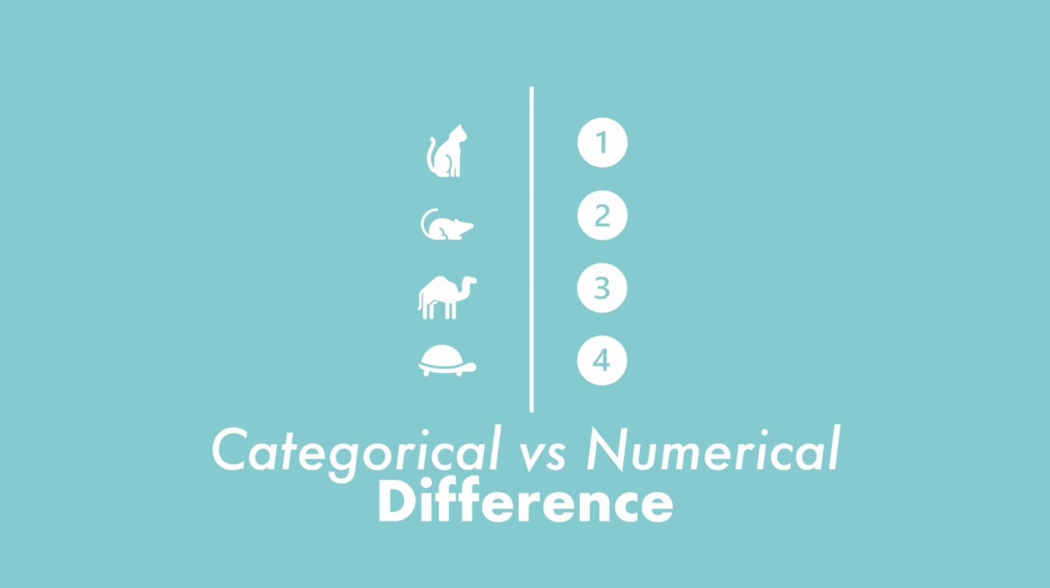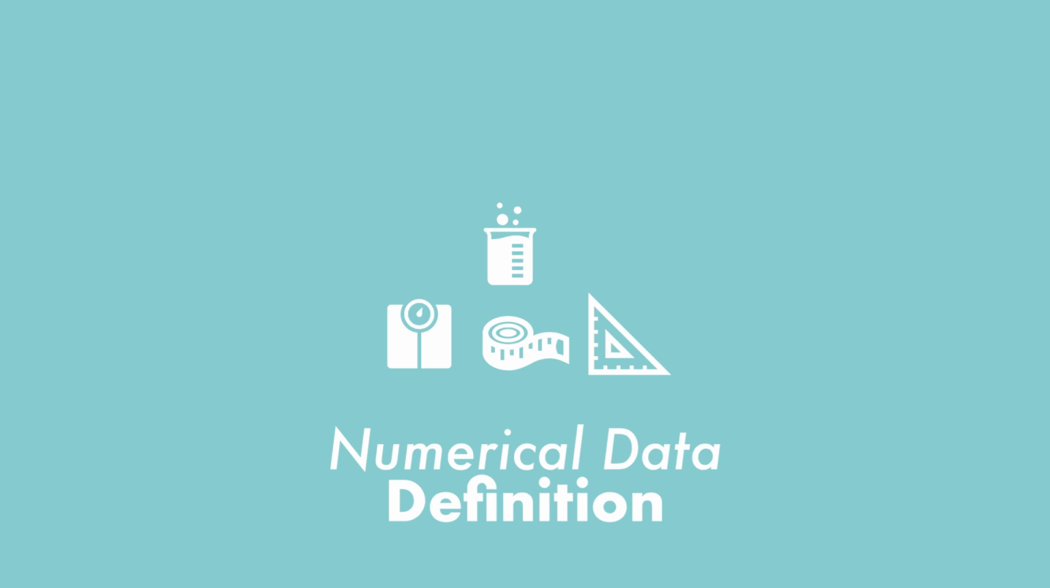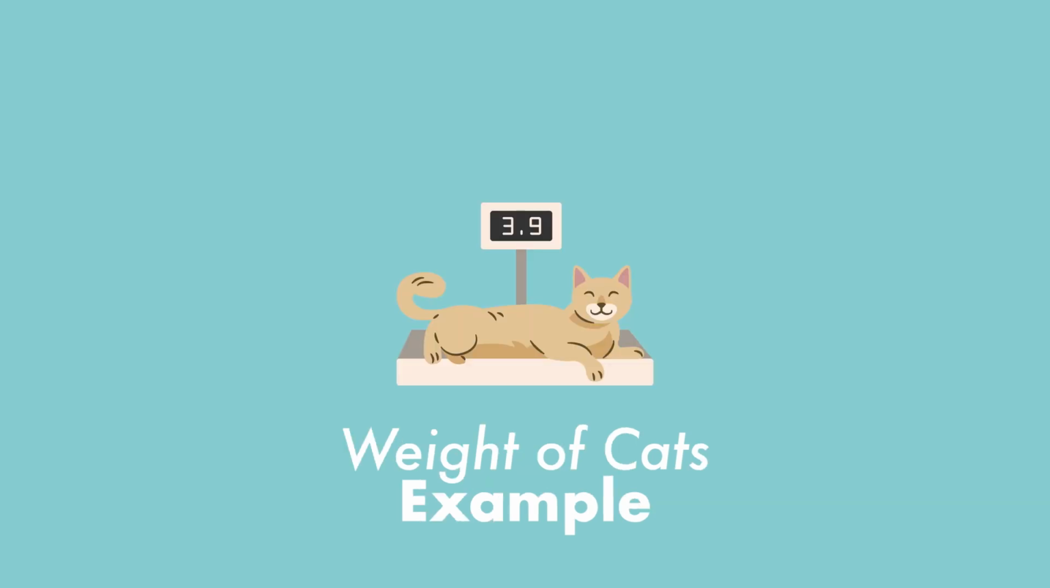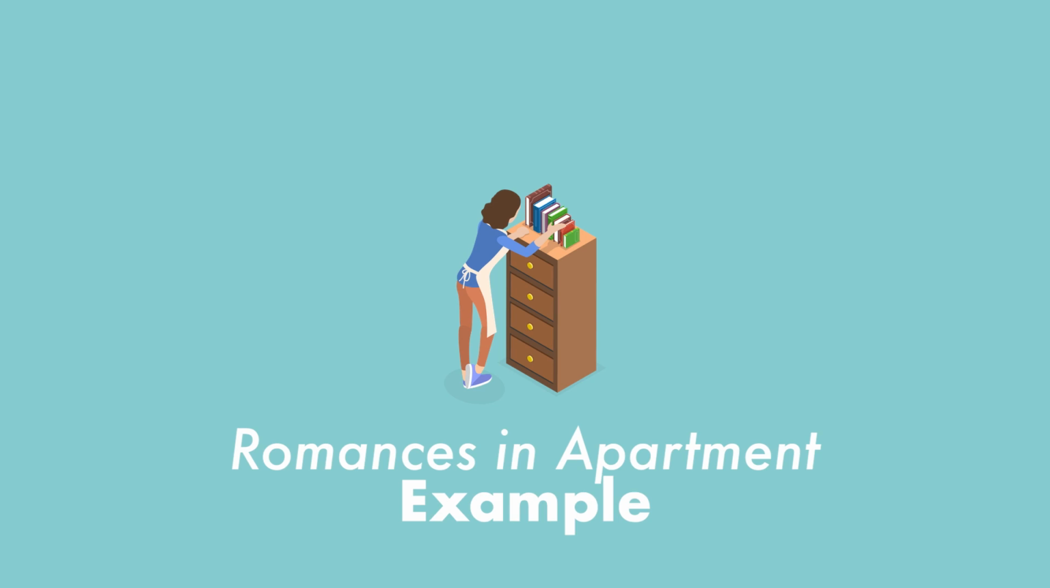In previous lectures, we have learned the difference between categorical and numerical data. Remember, numerical data always involves some kind of measurement, or it is a quantity that can be counted. For example, the weight of cats that have visited a pet store in one day. To obtain this data, you need to weigh the cats on a scale. You need to measure them. In turn, to quantify the number of romance books in each apartment of a given flat, you need to count the number of such books for each apartment.